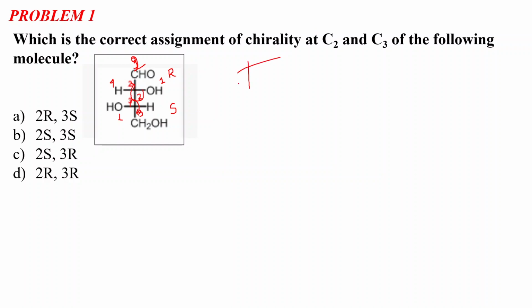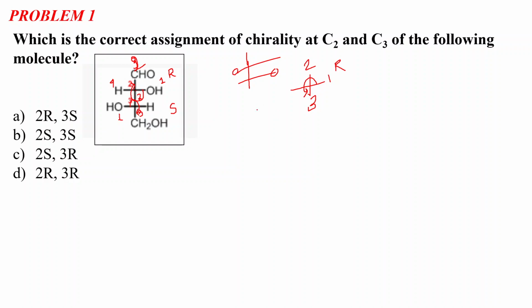Now, one more thing you have to remember: in the Fischer projection, if the hydrogen is on the side, either right or left, then whatever result you get from rotating the priority order, you have to just reverse it. Here, for this number 2 carbon we have 1, 2 and 3. If we go like this, it is anticlockwise, so the configuration will be R, since the hydrogen is pointing towards you in the wedge formation.